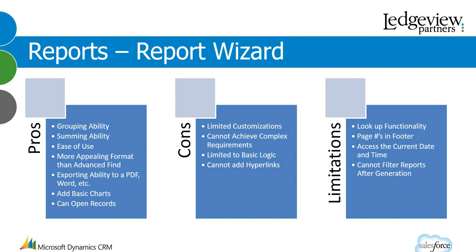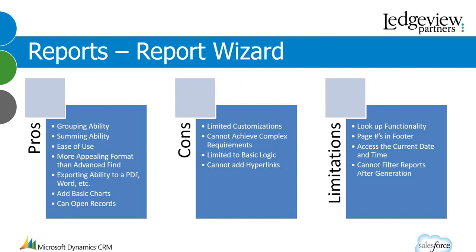Next piece I want to step into is the report wizard. There are some pros, cons, and some limitations to the report wizard, so I just want to touch on those before we go into a demonstration. The pros: you have groupability, meaning you can group by sales rep, by department, or by account. It's a different way of showing the data.